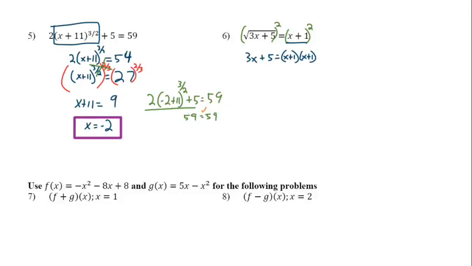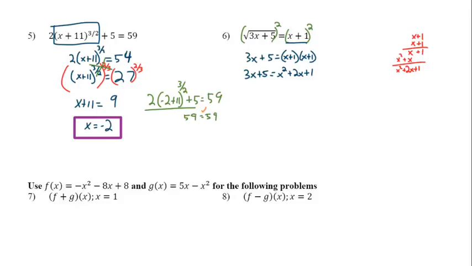I'll go over here to the right real quick and do x plus 1 times x plus 1. Well, 1 times 1 is 1, 1 times x is x, x times 1 is x, x times x is x squared. So these add up to x squared plus 2x plus 1. You can pause and look at that if you need to. So we've got 3x plus 5 equals x squared plus 2x plus 1.